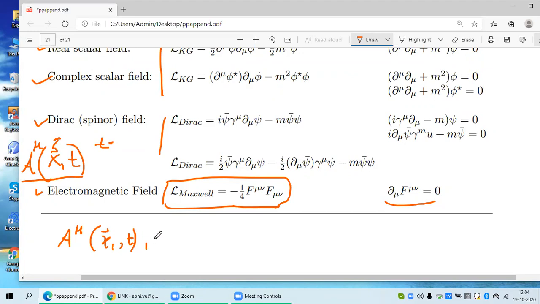vector, comma, A_mu(x2, t), comma, and all the way up to xn, where all the x's are the different positions.